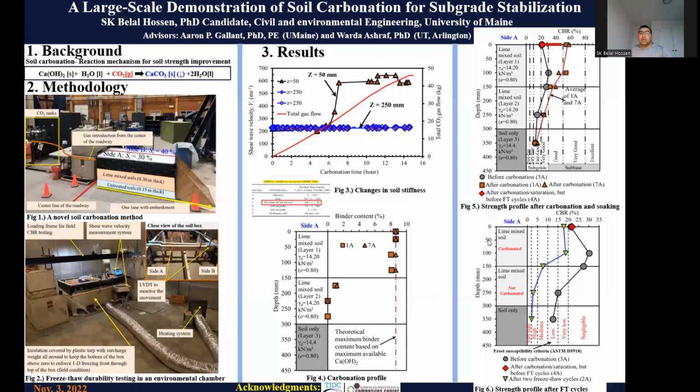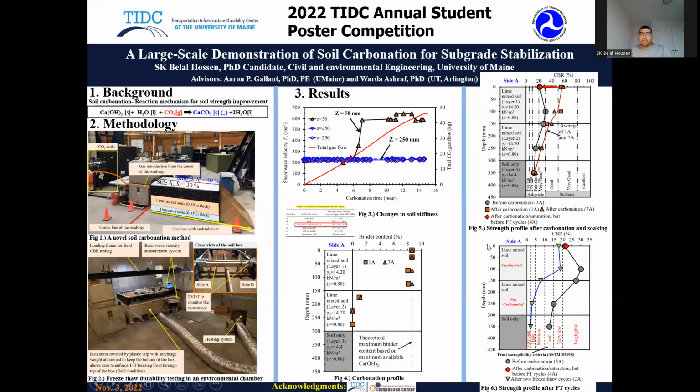These results from this presentation are highly encouraging to make the comment that soil carbonation is an effective alternative chemical stabilization method that can be applied to stabilize shallow subgrade soils for any transportation projects. Also, this process consumes a significant amount of CO2 gas, which can reduce the carbon footprint associated with this stabilizing agent. So in summary, we can say that soil carbonation is an effective chemical stabilization.